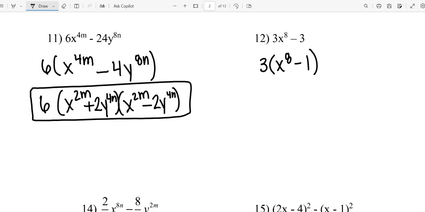Good. Inside the parentheses, do we have 2 terms? Yes. Is there a difference? Yes. Are they perfect squares? Yes. So let's go ahead and factor this into a difference of squares. So we've got 3, and then difference of squares here. What multiplies by itself to give you x to the 8? X to the 4th. And x to the 4th. What multiplies by itself to give you 1? 1. This one's a whole lot of fun. Hey, do me a favor, okay? Put your plus first, and then your minus.